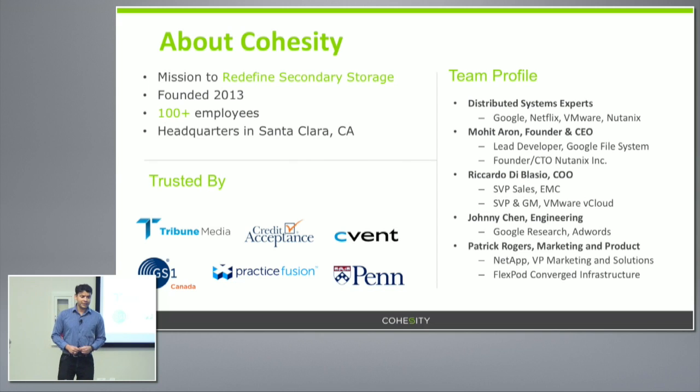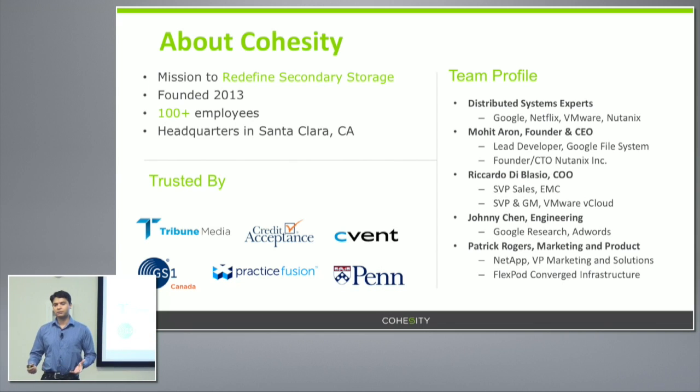We have a very strong team. Among our engineers, a lot of our distributed systems experts come from Google, and others come from other notable companies like Netflix, Riverbed, VMware, and Nutanix. So a very strong distributed systems DNA happens to be in this company, building what we are building.